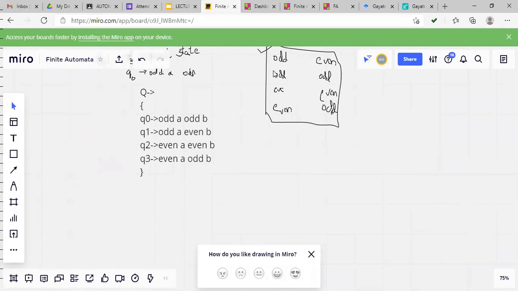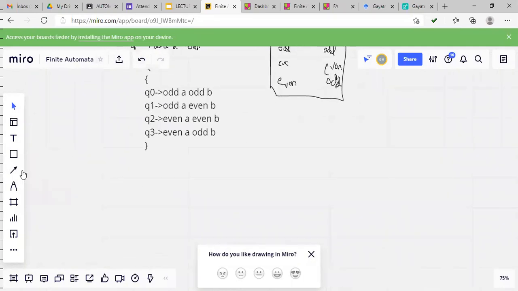Okay. So now coming to the next step, this is our Q. Yes, Ayan, what we have done, the question was, what was the question? The string is accepted only if it has odd number of A's and even number of B's, right? So we saw what are the other possibilities. To get odd A and even B, the other possibilities are odd A, odd B, even A, even B, and even A and odd B. So this we considered as our states. Okay, I hope you got this.